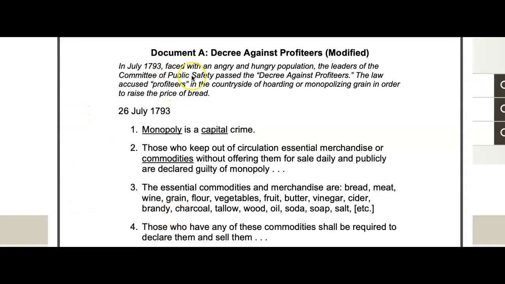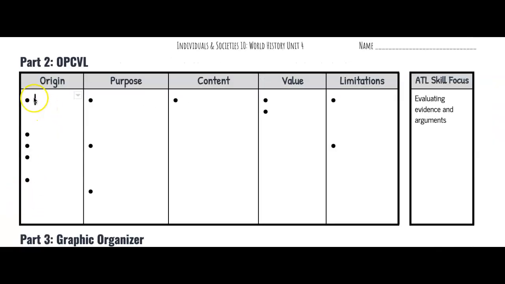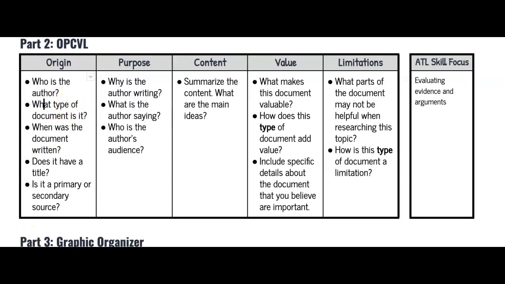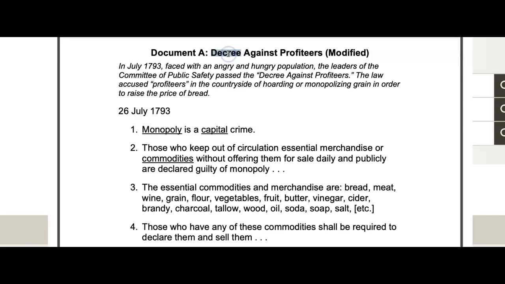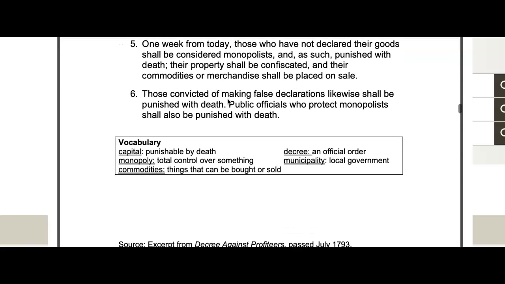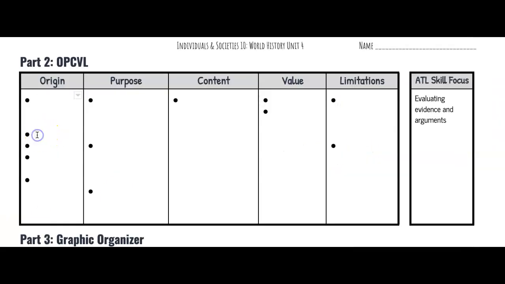So I'm going to find most of the answers to the origin, the O section, in this little description here. So I see that the leaders of the Committee of Public Safety passed this document. So these guys are the authors. So I'll write that here in this first bullet point. The second question is, what type of document is this? Well, I know right here in the title it's called Decree Against Profiteers, and I know from my definitions that a decree is an official order. So I'll put here in the second bullet point, decree.